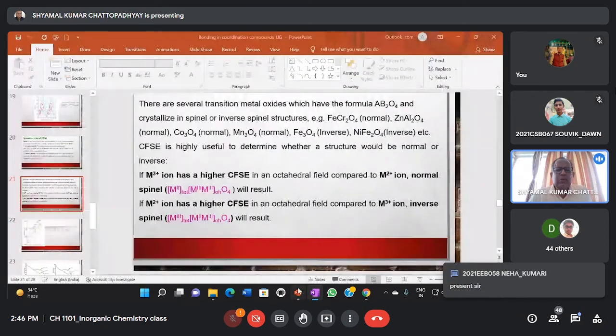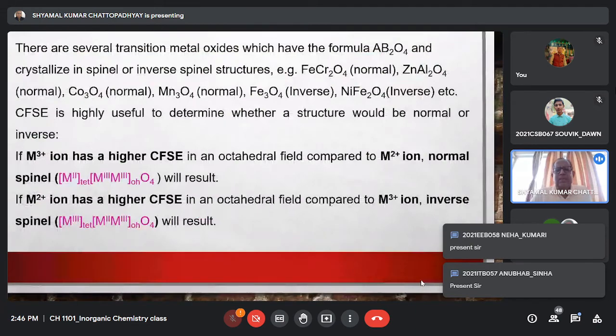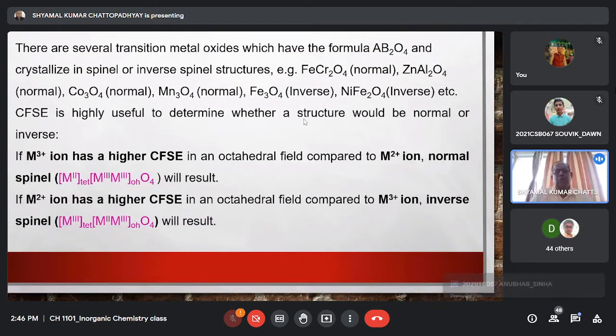So it is quite easy to answer the questions which come in the exam, where I will give you some compounds, some mixed oxides, and I will ask you to find out whether it will have normal spinel structure or inverse spinel structure. So you have to find out the CFSE of the divalent metal ion, find out the CFSE of the trivalent metal ion, and compare them. And if we find that the trivalent metal ion has got the higher CFSE, then we will have a normal structure. If I find the divalent metal ion has got the higher CFSE, then it will have an inverse spinel structure.